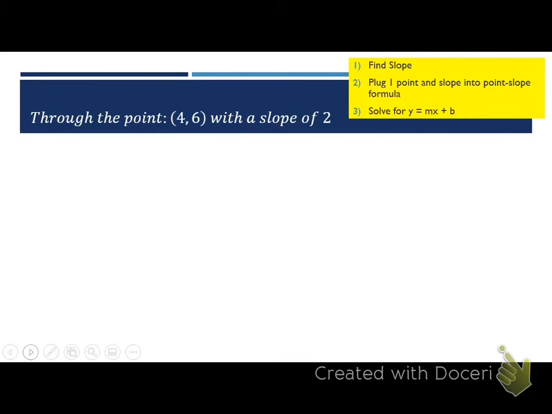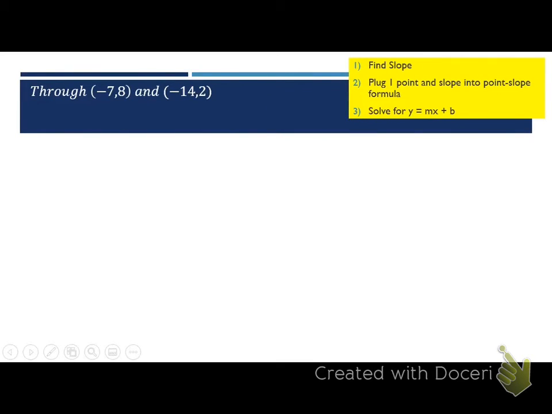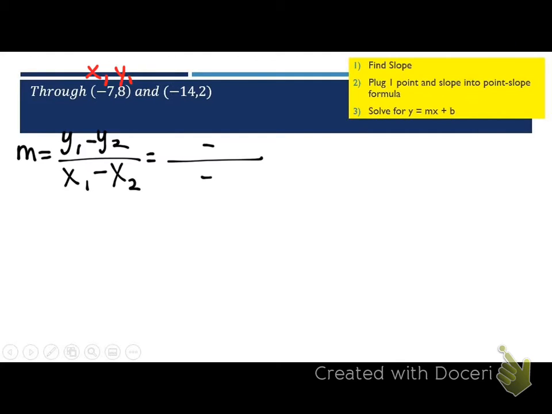All right, the next one. Through (negative 7, 8) and (negative 14, 2). Step 1 is to find the slope. We can't just look at this and find the slope. We've got to do some math. So we're going to do y1 minus y2 over x1 minus x2. My first coordinate point is my x1, y1. My second coordinate point is my x2, y2.